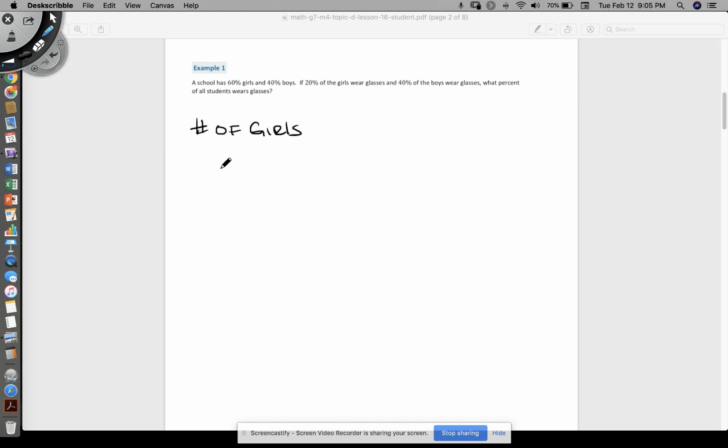All right, so we know that the number of girls is 60%. And we're going to write that as 0.60. And I'm going to times that by n. N in this case is the total number of students in the class or in the school for this reference. Then we have number of boys. The boys is 40%. We're going to write it as 0.40 n.